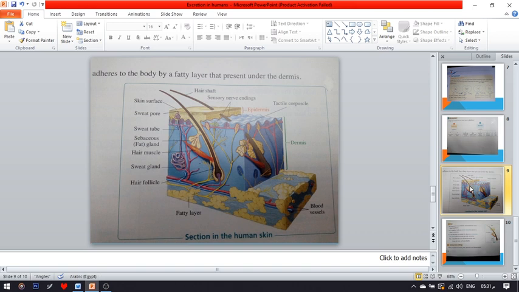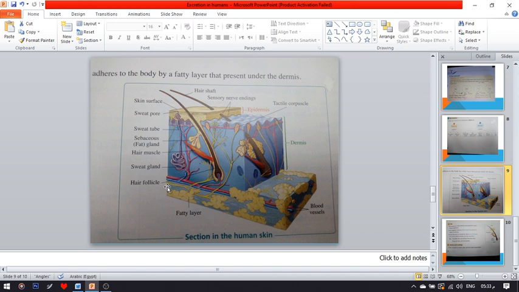The dermis is the second layer, which is much bigger than the surface layer. The dermis lies beneath the epidermis, consists mainly of connective tissue, and contains the following things: sweat glands, hair follicles and hair muscles, blood vessels, sebaceous glands, sensory nerve endings, fatty cells. Firstly, we're going to talk about each one now.